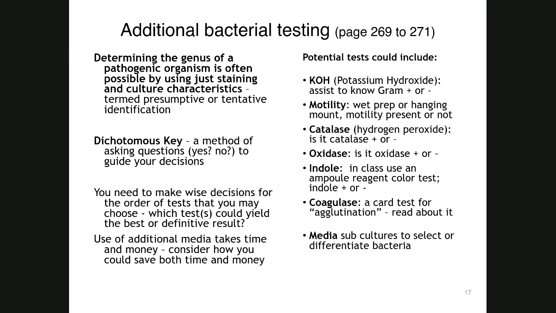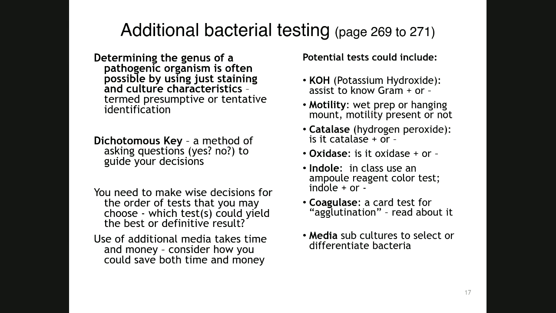Again, that dichotomous key, that method of asking those yes-no questions, and then making wise decisions in the order of the tests that might help gain the best knowledge, the quickest knowledge, to a potential organism. And we'll highlight that a little bit more in next week's decisions as we look at various organisms.